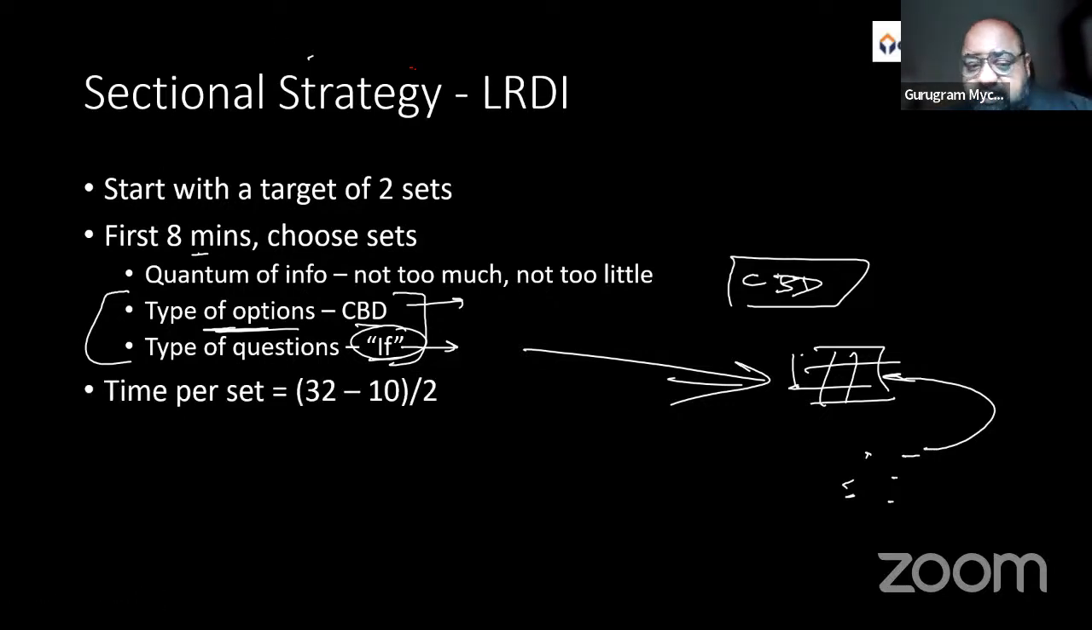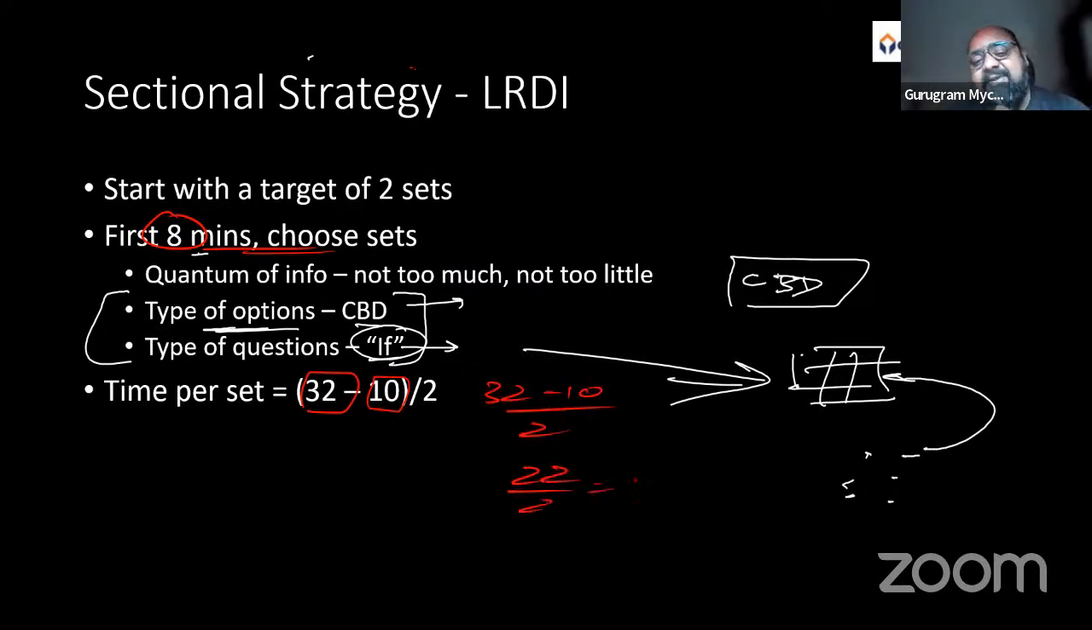How do you divide the time? Again, as I said, up to 8 minutes you spend choosing the set, you will still be left with about 32 minutes. I am taking out 10 minutes from that 32 as well. So I'm left with 22 minutes. I divide that by the 2 sets. So basically the 2 sets that you choose should be such that you're able to solve them in 11 minutes each. If you overshoot, you still have this cushion left with you.